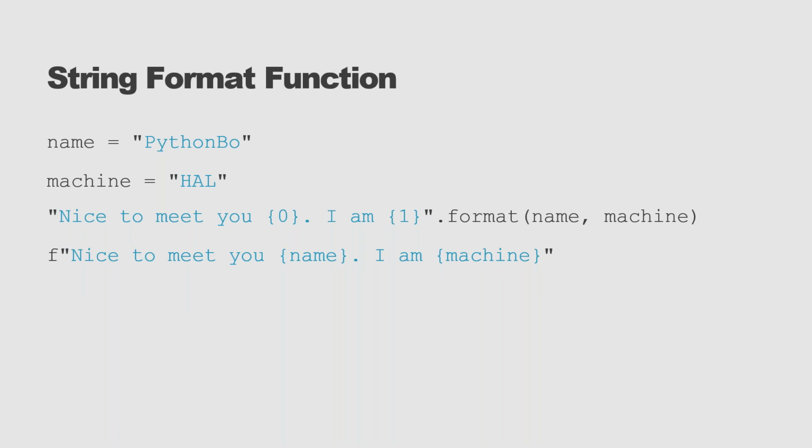It will print, nice to meet you, Python Bo. I am HA. Correct. So this you can puzzle also. You can refer. So you say if name and machine, you can use curly braces 1, you can print first. Curly braces 0, you can print later also. But this name will not change. So format is one function which will help you to format your string output.